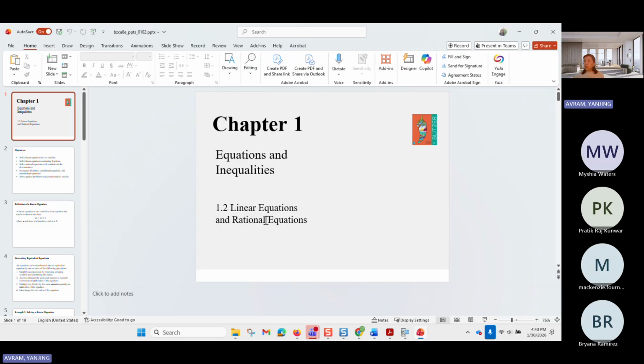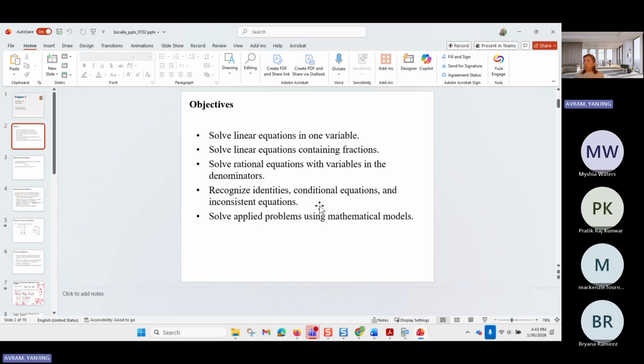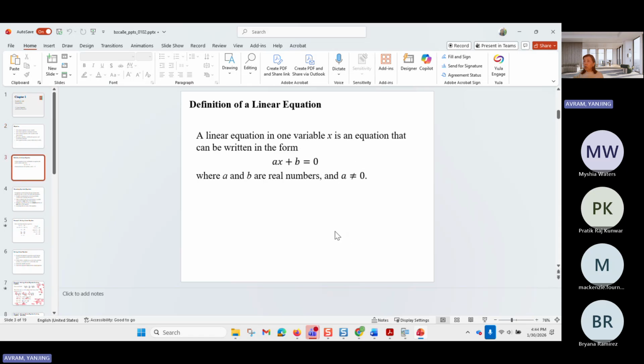So this is linear equations and rational functions, section 2. We need to be able to solve linear equations in one variable, and rational functions, which include a denominator, called a fraction. And then be able to solve real-world questions, which we call applications, using math modeling.